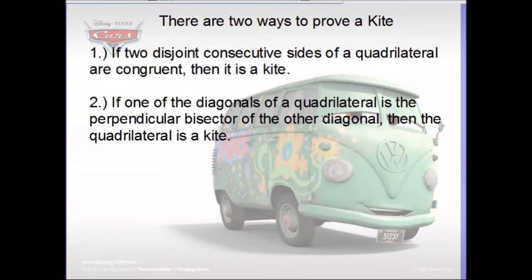There are two ways to prove a kite. Number one, if two disjoint consecutive sides of a quadrilateral are congruent, then it's a kite. And secondly, if one of the diagonals of a quadrilateral is the perpendicular bisector of the other diagonal, then the quadrilateral is a kite.